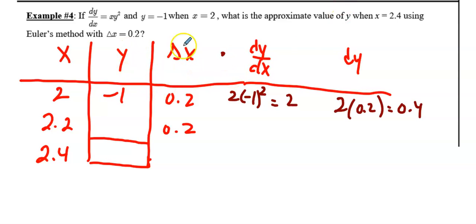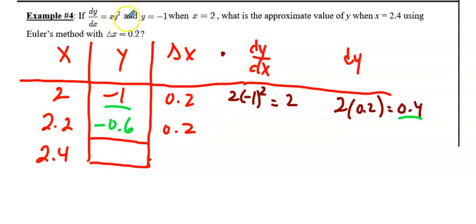Then remember that this answer right here is going to be -1 plus 0.4, so we're going to get -0.6. All right, so that's our new y. Do not think that the answer you see here is what goes there. Remember, you have to take this change in y and add it to the -1, which gives -0.6. And now we're going to continue on.